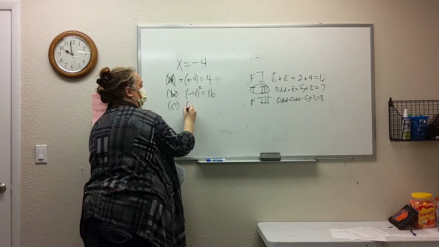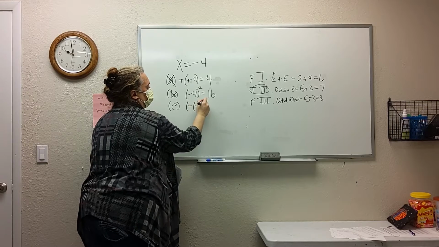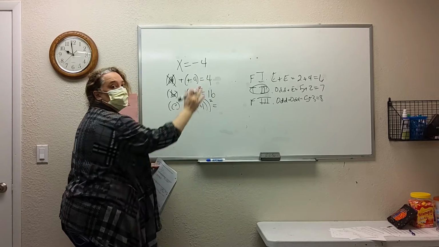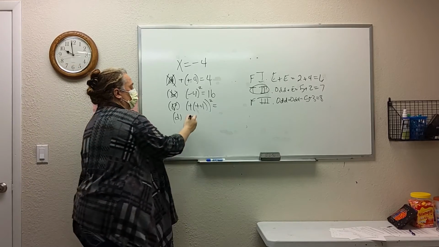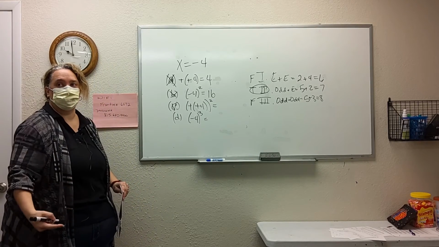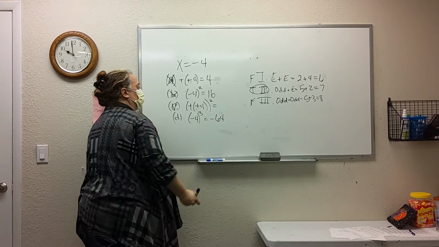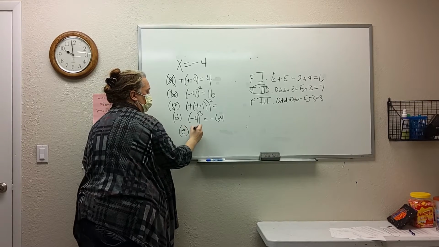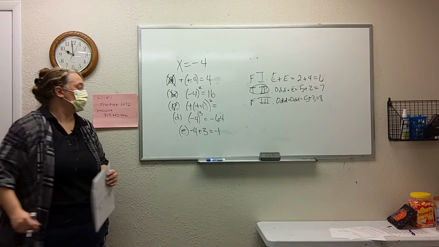Okay. C, negative x squared. So that's going to be a negative negative 4 squared. Well, negative and negative makes it positive, so right there it's going to make it positive. Then you have to compute it. It's going to be positive. D, x cubed. Negative 4 times negative 4 times negative 4. Yeah, it's going to be negative. It's going to be negative 64. All right, so D can stay. E, we've got x plus 3. So that's negative 4 plus 3. That's negative 1. Okay, so D and E right now are staying.